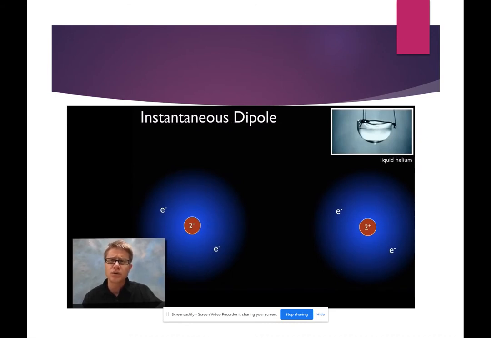Why are London dispersion forces important? Well, they're in everything. And if it weren't for them, we'd never have noble gases in a liquid phase. And we know we can do that if we can cool it down. And so what holds helium together when it gets into this liquid phase is going to be these London dispersion forces.